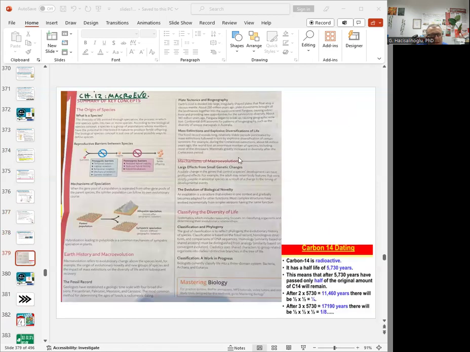So there is a little summary here. This is microevolution: the origin of species, what species are, and some barriers we talked about. Just to recap, the mechanism of macroevolution, which is this chapter, is large effects from small genetic changes, and classifying organisms using systematics, phylogeny, and cladograms. So this is it for today.